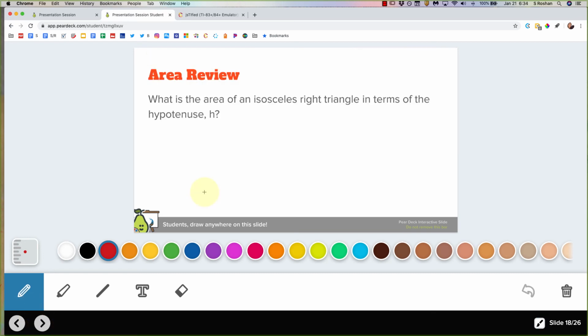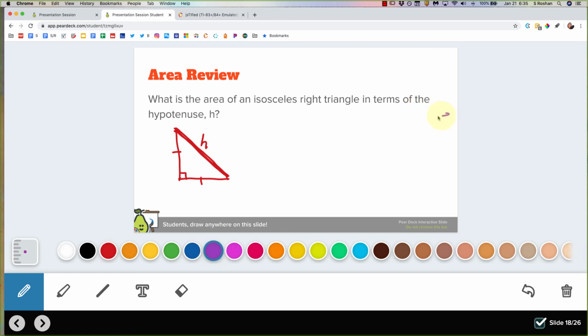All right, guys, we're getting there. What is the area of an isosceles right triangle in terms of the hypotenuse h? So we went over this a little bit earlier, but I want to do it again because I know that people get tripped up on this. So if I give you the hypotenuse, then what is the area of this triangle? Remember, it's isosceles, so that's a 45, 45, 90 triangle.